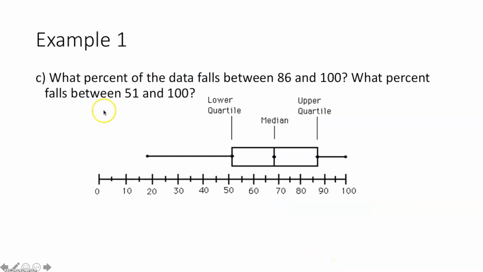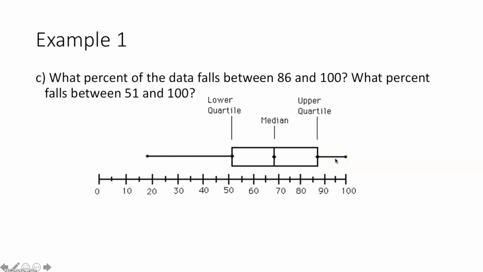Part C says what percent of the data falls between 86 and 100? What percent falls between 51 and 100? We'll answer this one first. What percent of the data falls between 86 and 100? So 86 is about right here, and 100? Oh, okay. So it's asking what percent of the data falls between the third quartile and your maximum. Well, that's going to be 25% of the data.